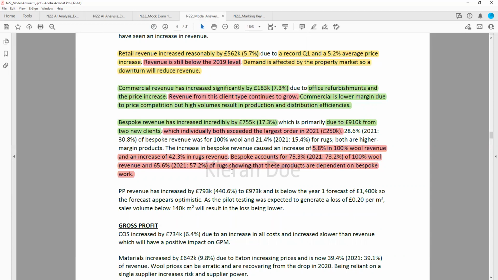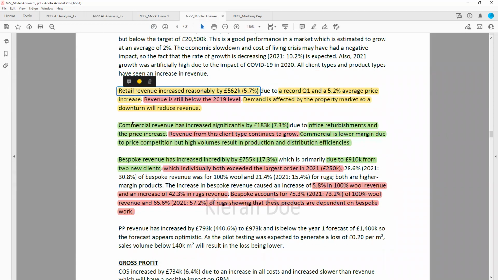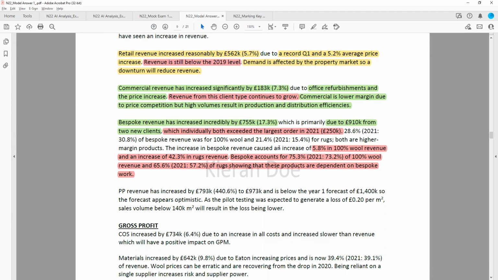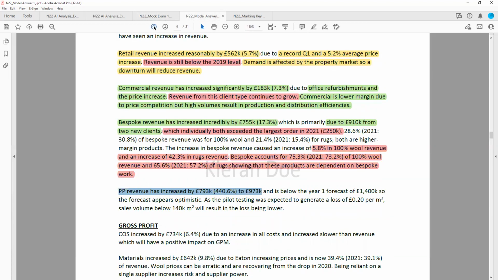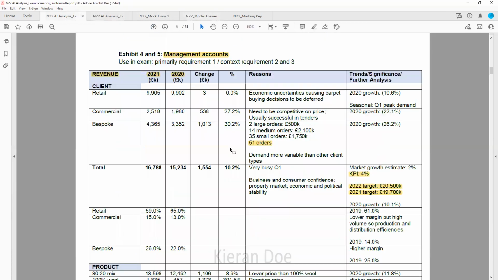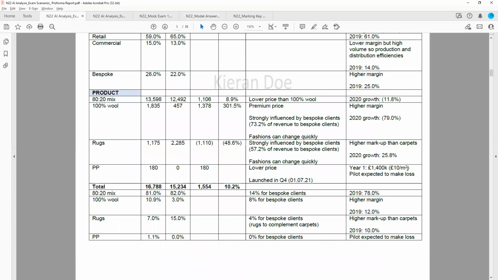So we've covered a couple of product types there. You can see we've gone through each client type: retail, commercial, bespoke, number, reason, further insight point, context point as well. So we actually covered a couple of the product types off in here. The one we didn't talk about was PP. So again, same approach, number. There wasn't so much of a reason. We weren't really told anything about PP here. But that was an interesting number to look at. We talked about it in detail in the AI because there was this target that we had from another exhibit.